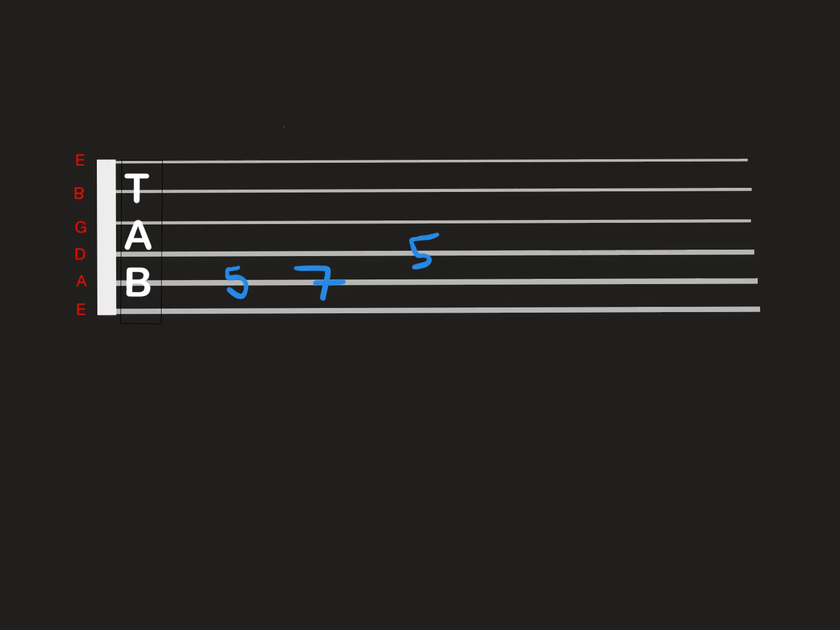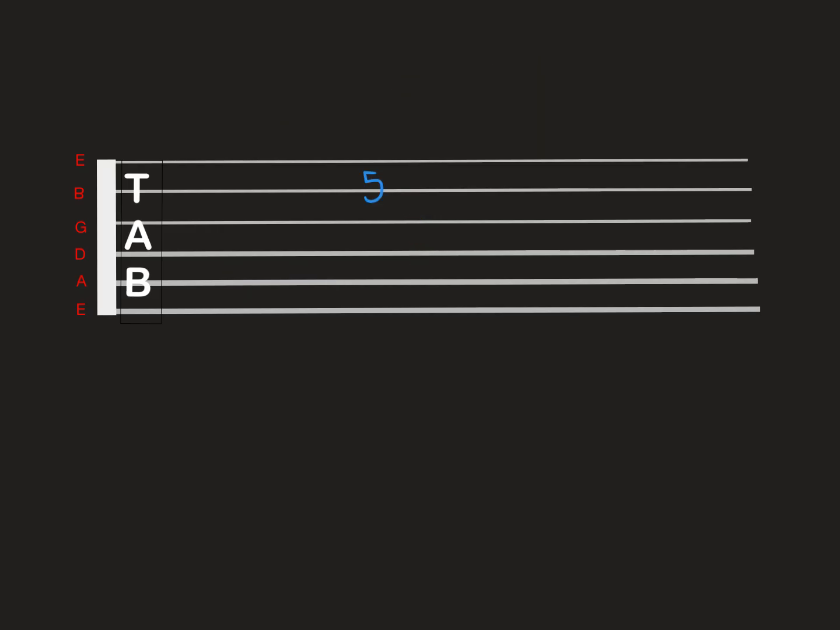You may also run into the vibrato symbol. So here we've got 5, 7, 5, and then above the 5 here is a squiggle. That squiggle, because it's right above the 5, indicates to us that this note should be given a vibrato, which is going to sound like this.